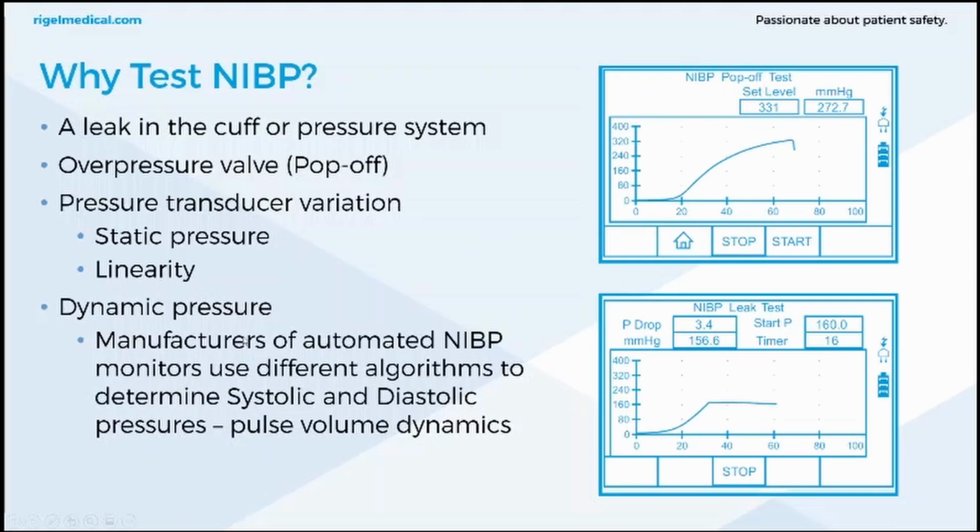We've got dynamic pressures and static pressures. So the static pressures, as explained before, they test the linearity over a set point of ranges. So it might be 300 millimeters of mercury, starting at 50, 100, 200, 300, for example, testing a linear range of pressures. Dynamic pressures, because manufacturers of automated NIBP monitors use different algorithms to determine systolic and diastolic pressures. This is known as pulse volume dynamics.